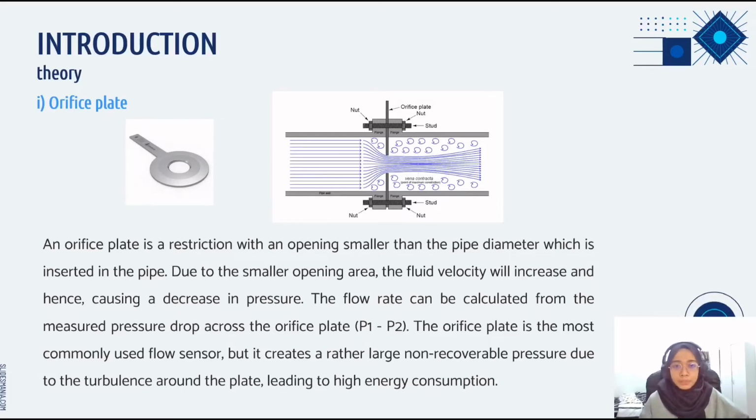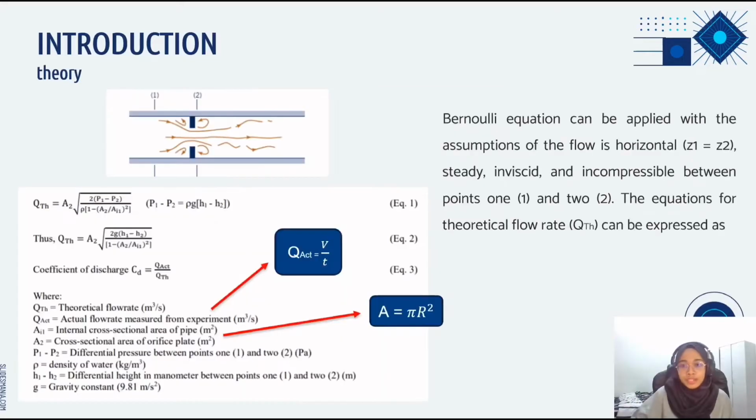Flow rate can be calculated from the pressure drop across the orifice plate, which is P1 minus P2. The orifice plate is a commonly used flow sensor, but due to the turbulence around the plate, it creates a large non-recoverable pressure loss and makes the energy consumption high. The Bernoulli equation can be applied if the flow is horizontal, which is Z1 equals Z2, steady, inviscid, which means the viscosity of the fluid equals 0, and incompressible between points 1 and 2.